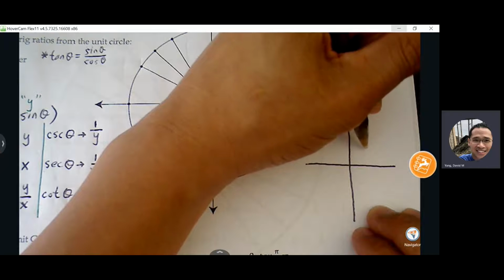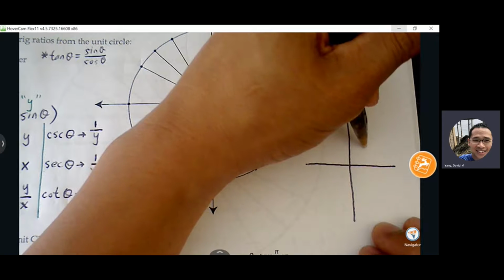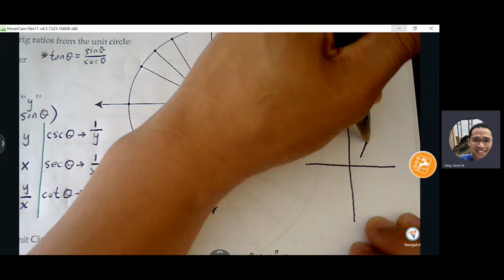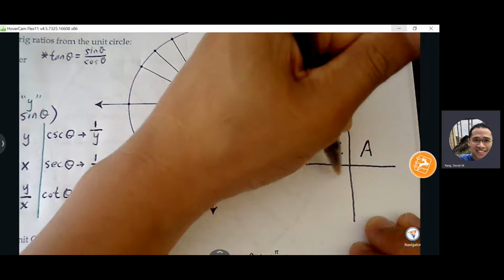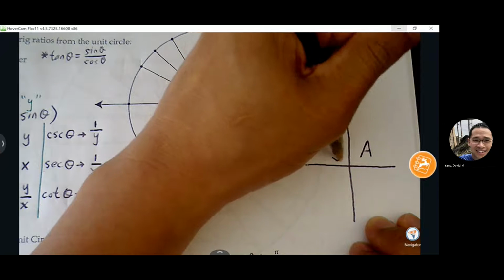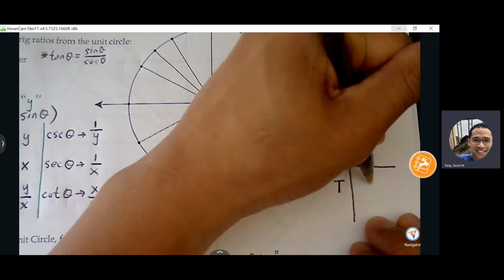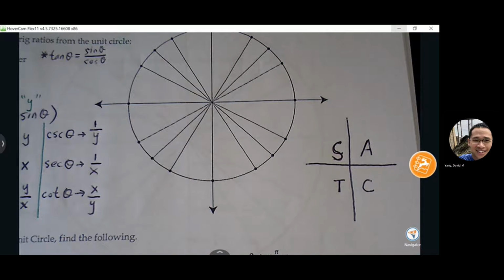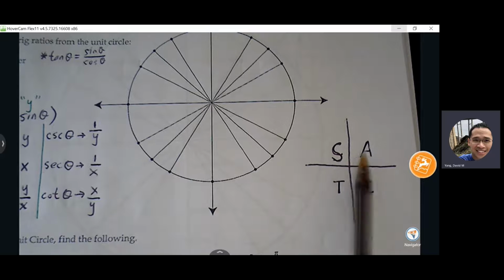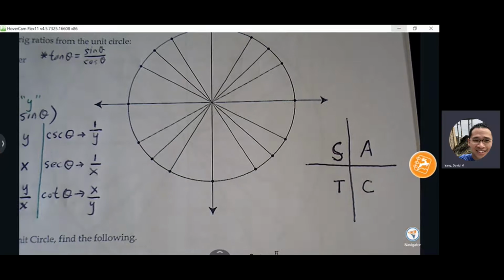Okay, so there's an acronym here that could be helpful. This is not a true statement, but this is what I use. So you can say A, S, T, C. One way we can represent those is: all students take calculus. It's not a true statement, but that's just something to help us remember these letters. Okay, so ASTC, all students take calculus. So how does this help?